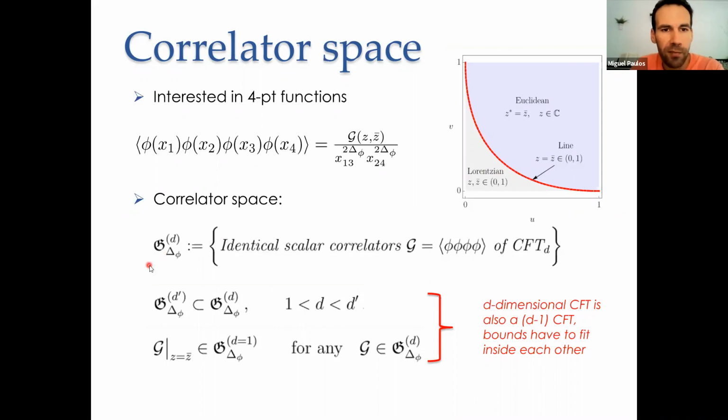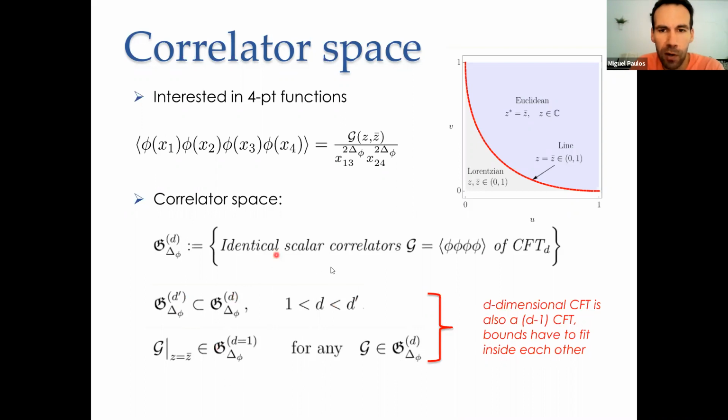Let us think of the space of correlators. We can filter this space by delta phi, this dimension, and the space-time dimension. Here I'm thinking of this space very basically as the space of identical scalar correlators consistent with crossing and unitarity of this 4-point function. Some elementary facts: it's like a set of nested Russian dolls, because a d-dimensional CFT is also a d-1 dimensional CFT. So any bounds you get on correlators in one dimension are related to some other dimension.